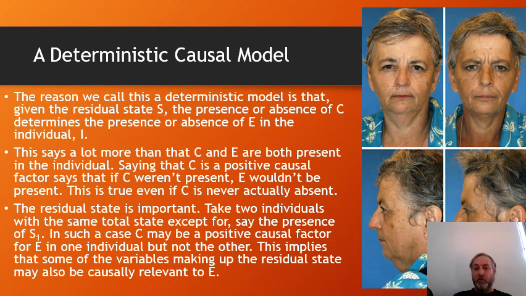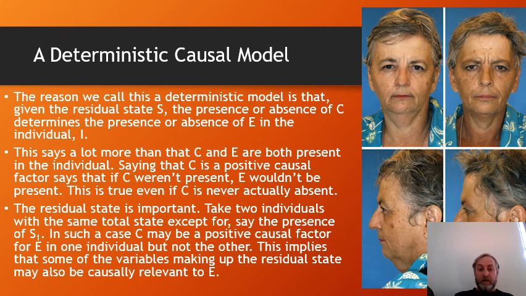Here, this picture is of twins, and one smokes and one doesn't. So you can kind of see the difference. Okay, so again, the reason we call this deterministic, I promised more about what we mean by deterministic, is that given the residual state S, the presence or absence of the cause, the value of that causal variable, determines the presence or absence of E in the individual.